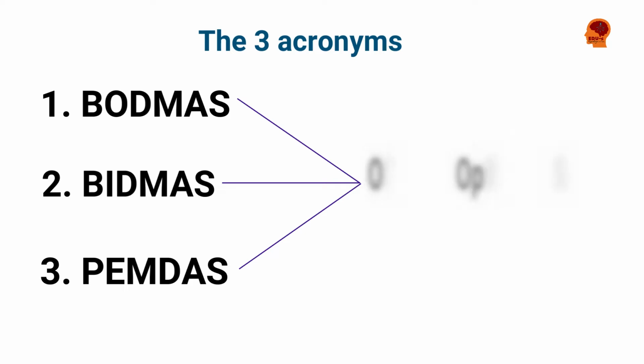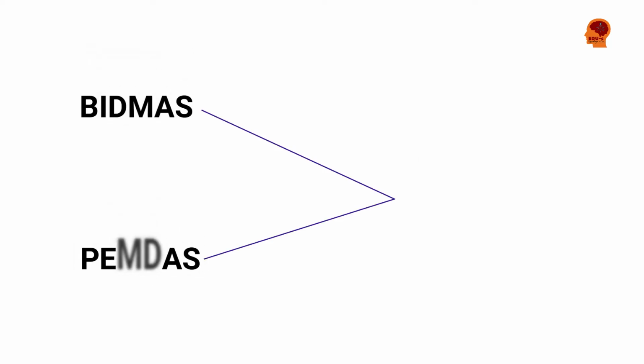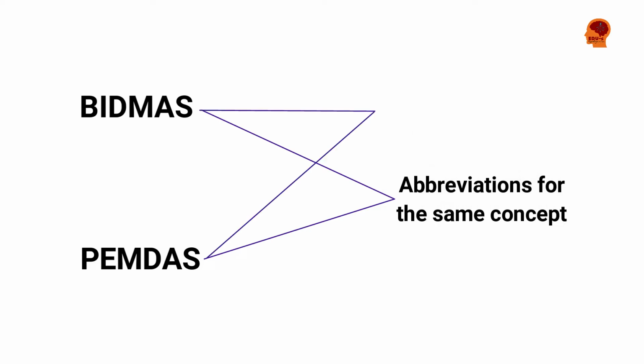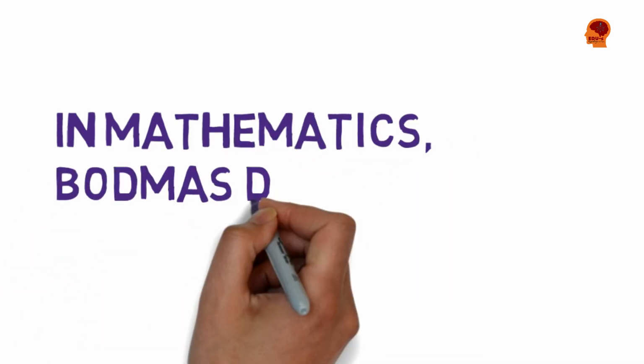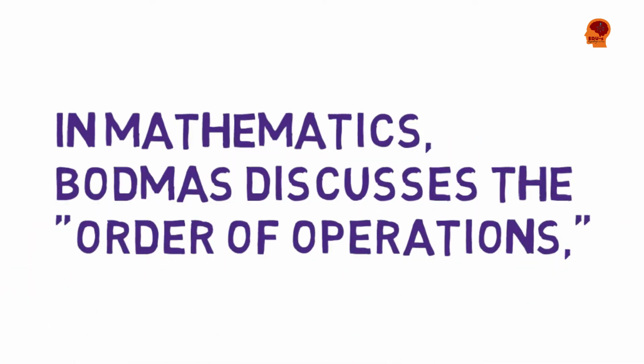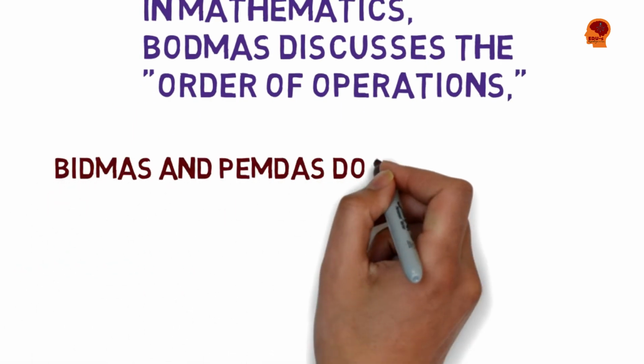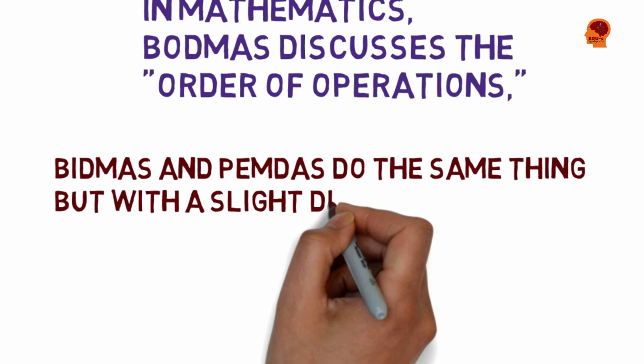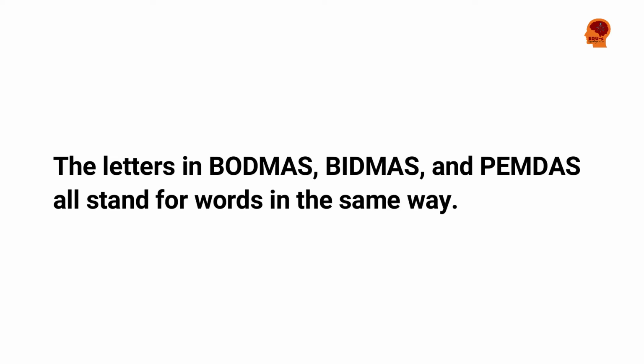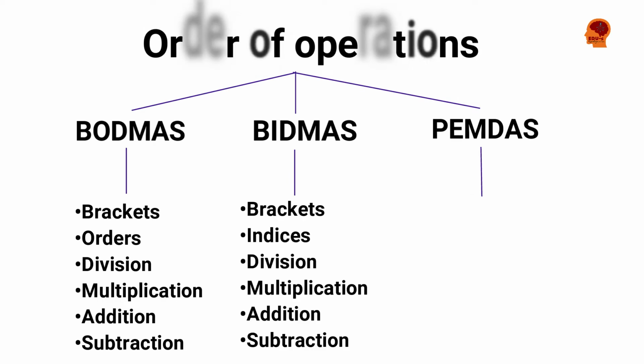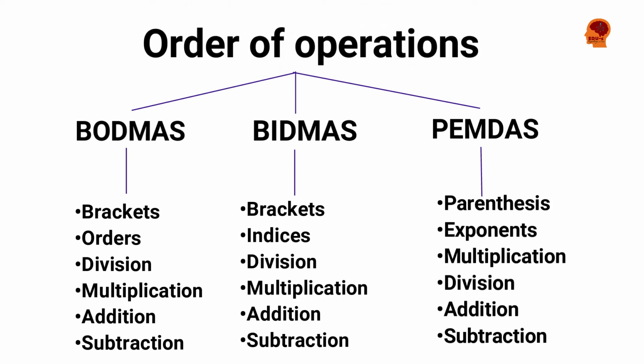Now, these acronyms are used in mathematics to remember the order of operations. BIDMAS and PEMDAS are both acronyms for the same thing, however, they use different words. BODMAS, BIDMAS and PEMDAS do the same thing but with slightly different terminology. The letters in BODMAS, BIDMAS, and PEMDAS all stand for words. I'm going to explain them one after the other in this video.